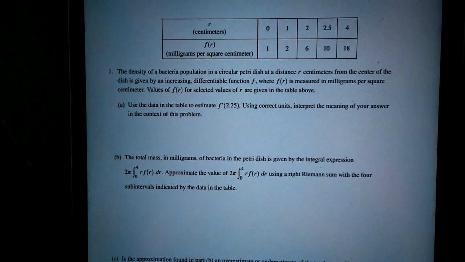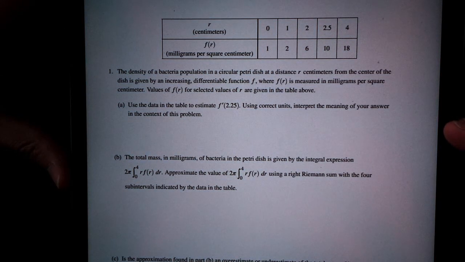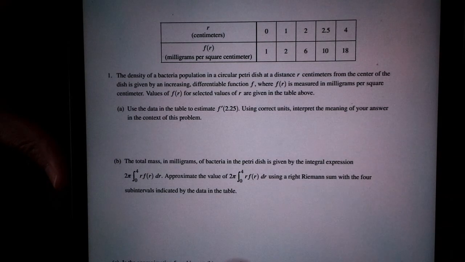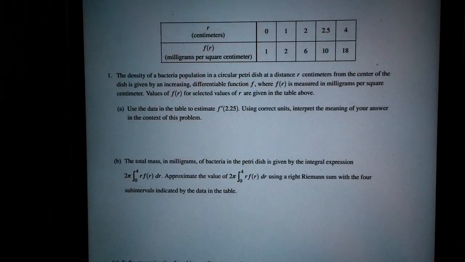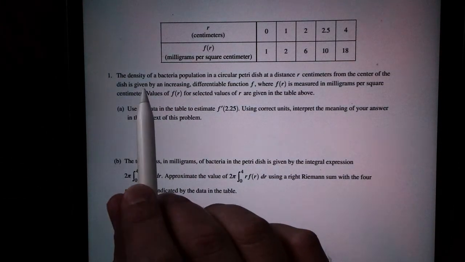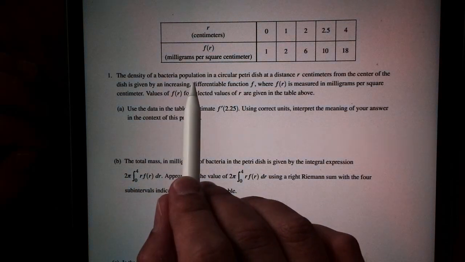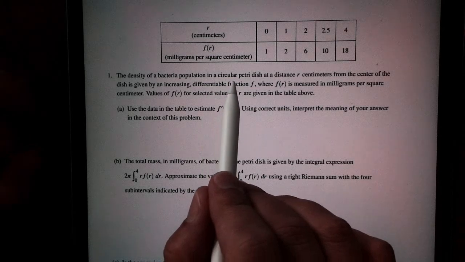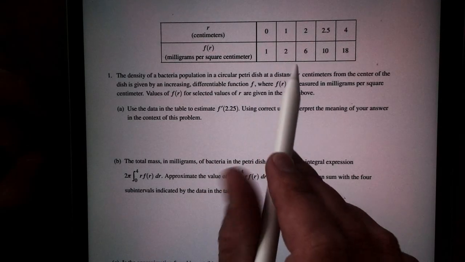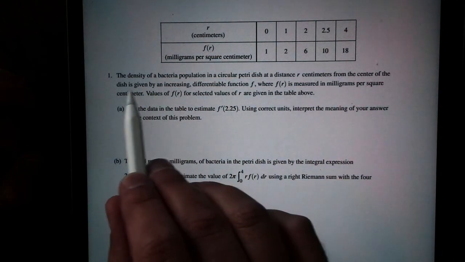Hello, welcome back. Today we're going to start taking a look at the 2021 BC Calculus exam. And this is going to be question number 1. And they give us a table, so most likely maybe a Riemann sum or a trapezoid will be here. And question number 1 talks about the density of a bacteria population in a circular petri dish from a distance r from the center of the dish.